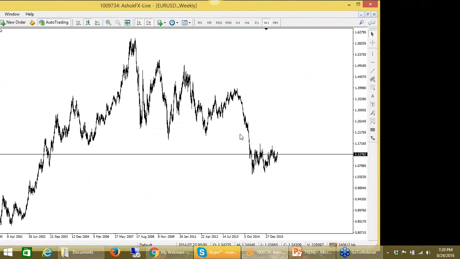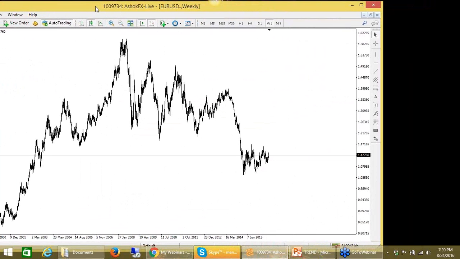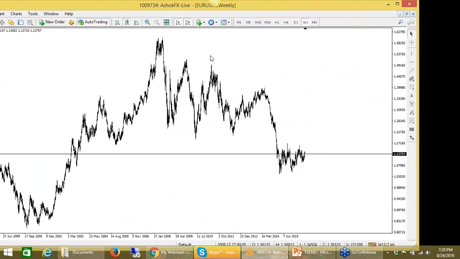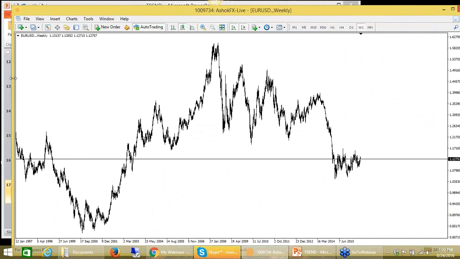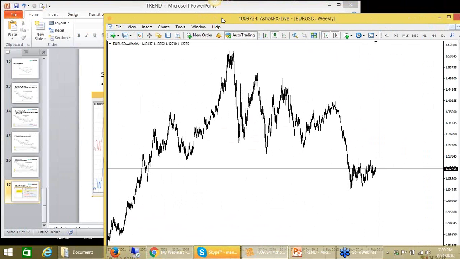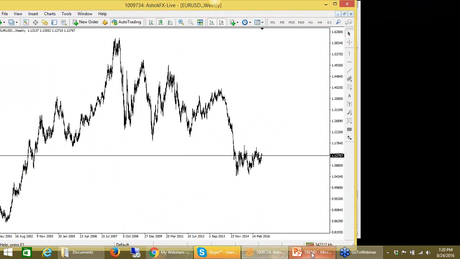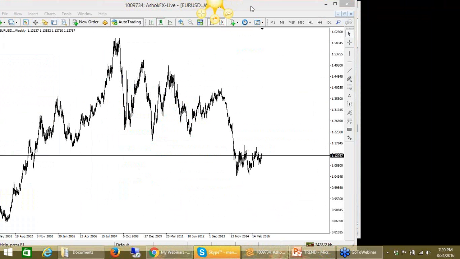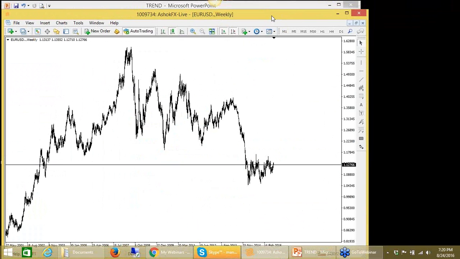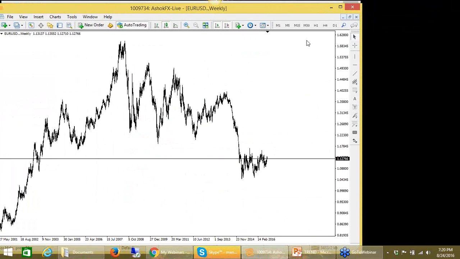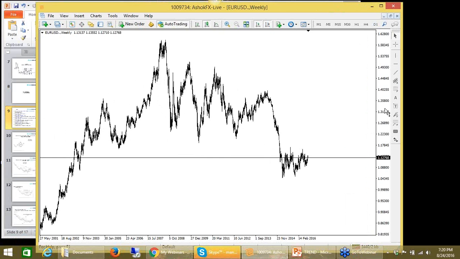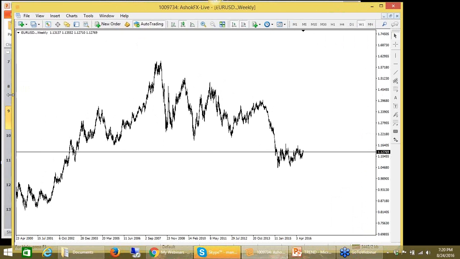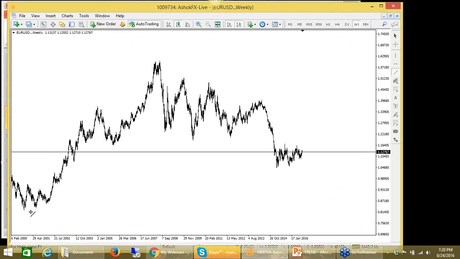Step number 1, macro wave. For the macro wave, I want to draw, catch the lower point to higher point. This one is my macro wave. You can see this is my low, this is my low, and this is my high. So I draw the line from here to here. I catch as many as I want to.